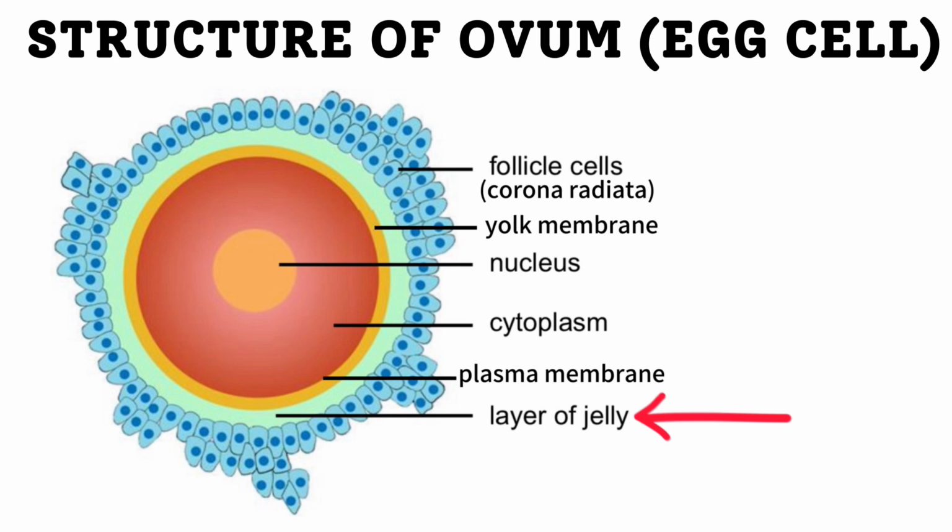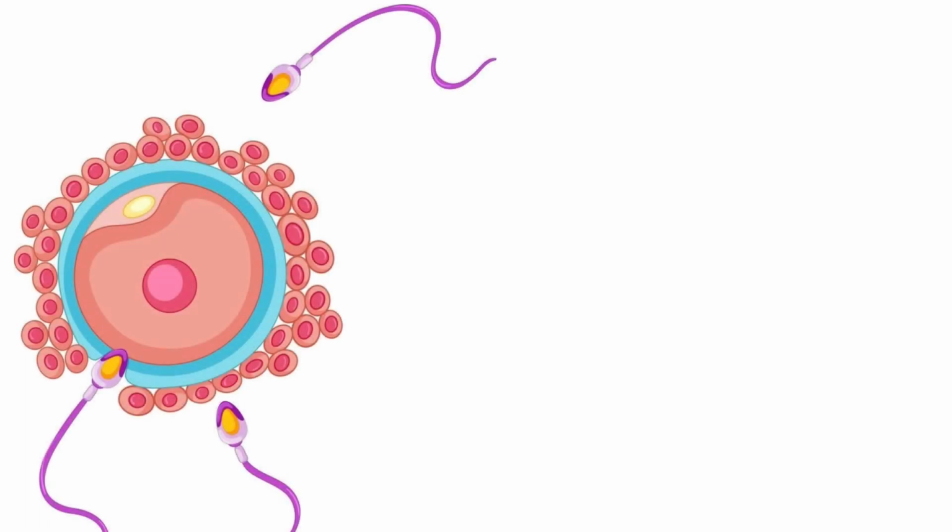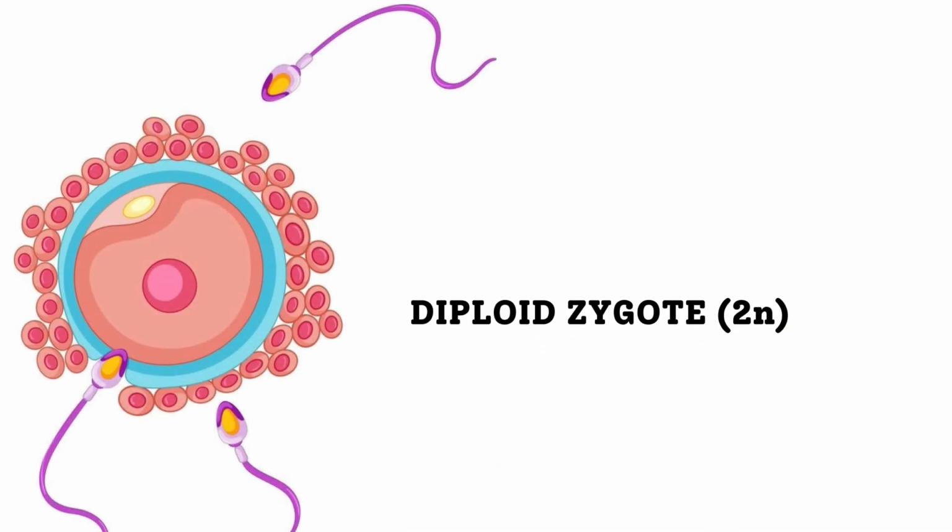egg. And then we have an outermost granular layer called the corona radiata. So the corona radiata consists of follicle cells that are surrounding the secondary oocyte prior to ovulation, prior to the rupturing of the Graafian follicle. So during fertilization, it is dissolved by enzymes that are released by the sperm via its acrosome. So that is the structure of the sperm cell and the egg cell. And when these two structures fuse, they form a diploid zygote, which is the process of fertilization.